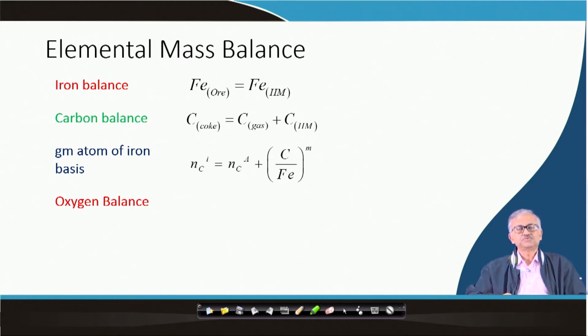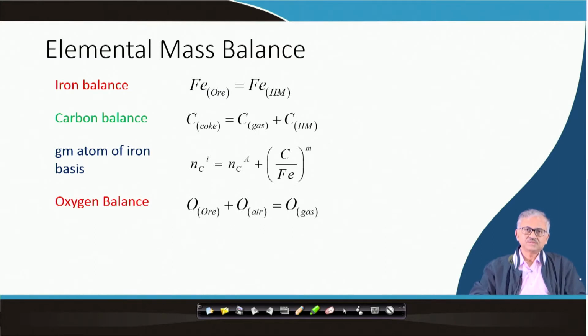Similarly, the oxygen balance: what are the sources of oxygen in the blast furnace? One is the ore, another is the air blast. That is the two major sources of oxygen in the blast furnace. You can always say that some oxygen is also coming from the gangue, but we are considering that a part of the gangue goes out through the slag, so whatever oxygen comes in goes out, and part of the gangue gets reduced. So, they also contribute to some extent to the oxygen in the blast furnace. But we are ignoring that.